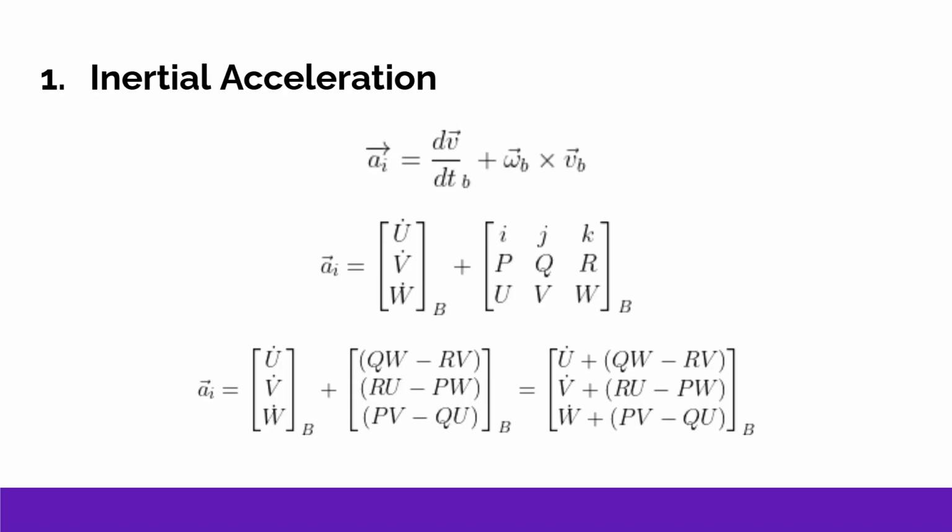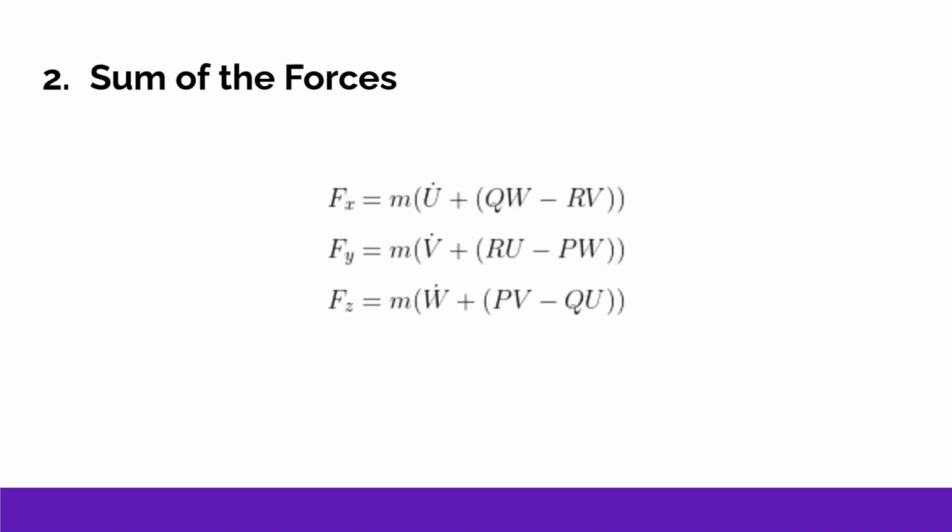So what you need to do then is to add it to the vector on the left, and you will get the inertial acceleration expressed in the body frame. So the final step will be to multiply each component by the mass of the aircraft, and you will get your sum of the forces along the x-axis, y-axis, and z-axis respectively.